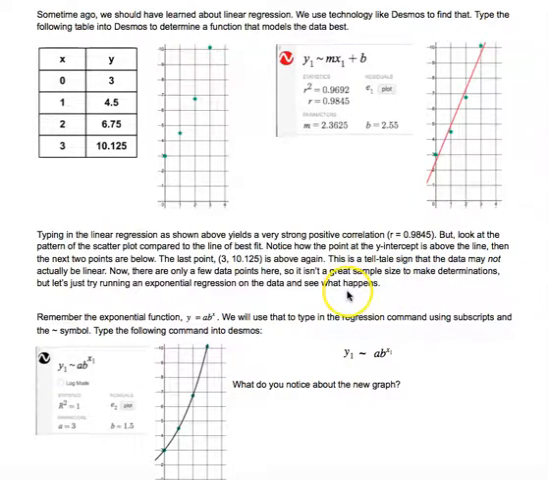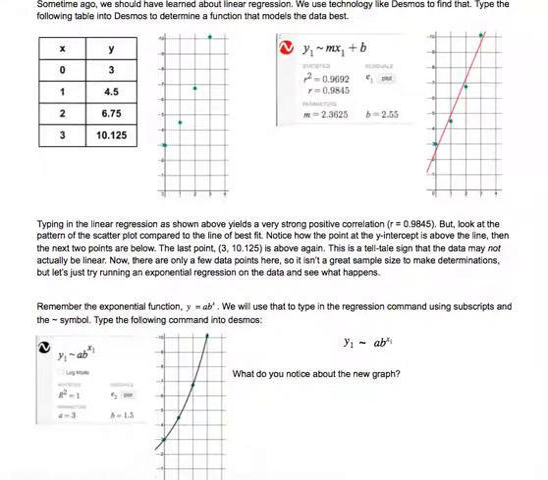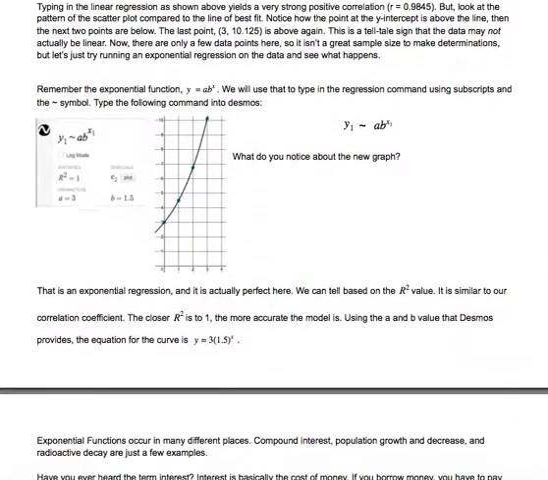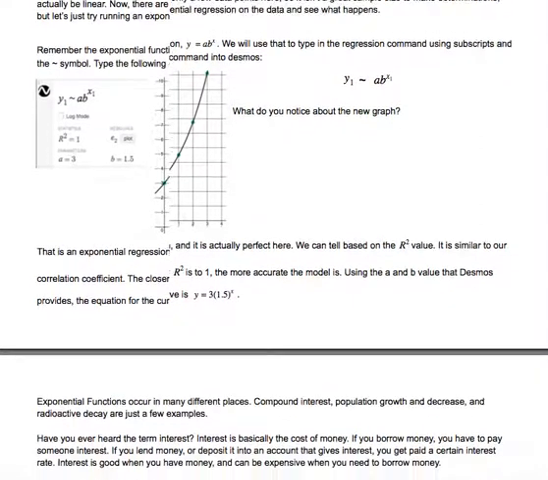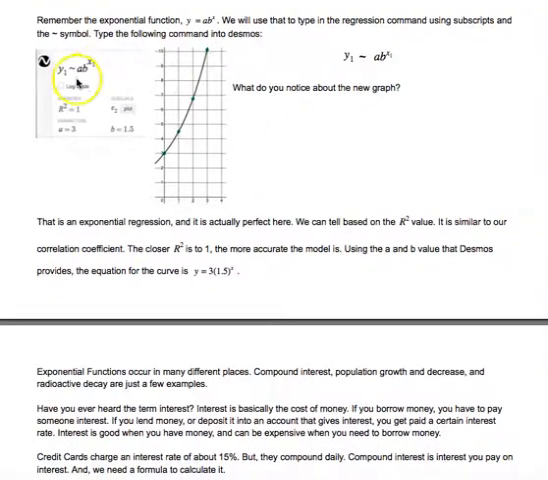Typically when we're looking at something like this, we'd want to have a lot more than 4 points to make a decision. But what we're going to do now is run what's called an exponential regression and see if that gives us a better fit where we actually end up with some points on the line instead of everything being above and below.